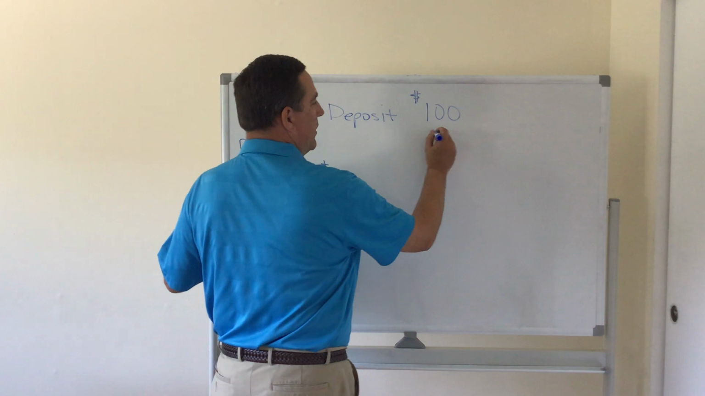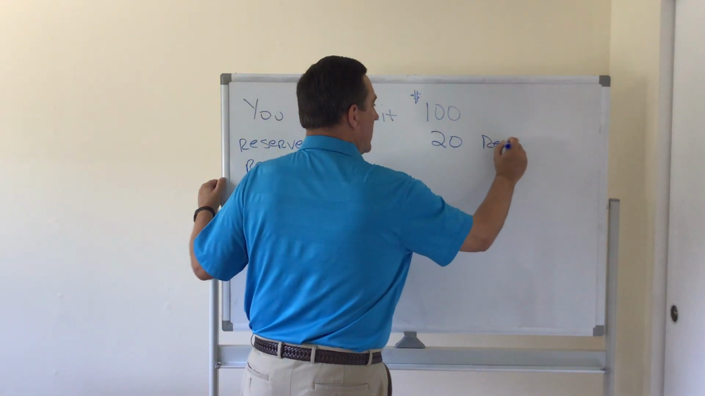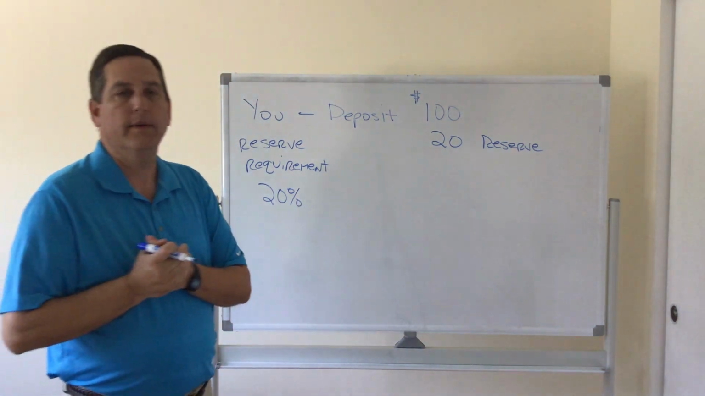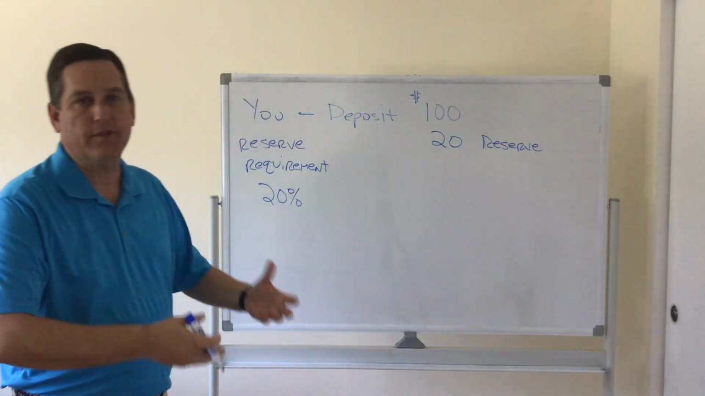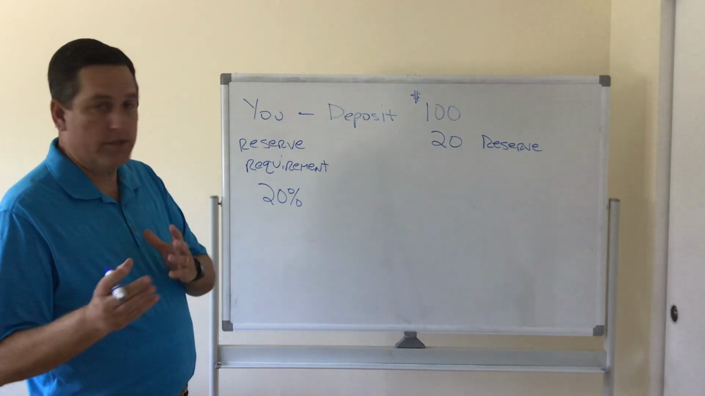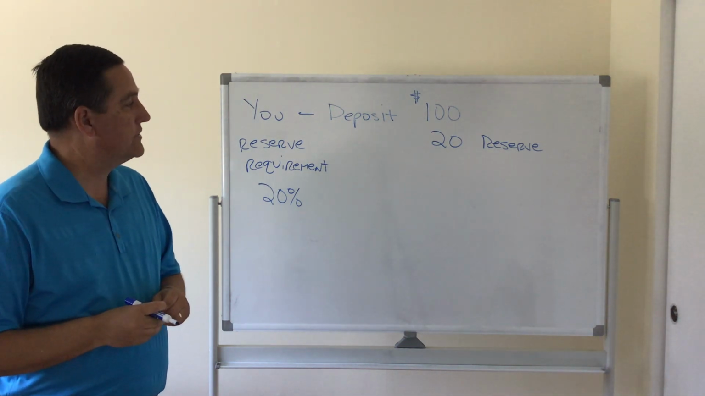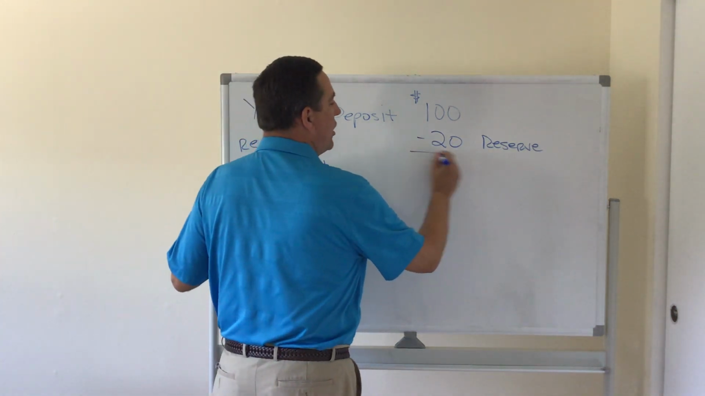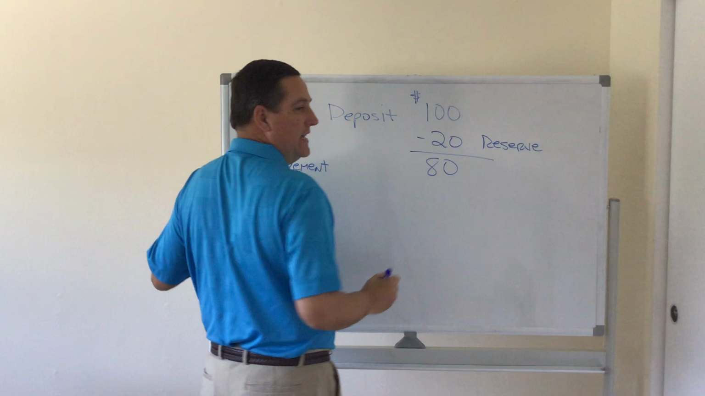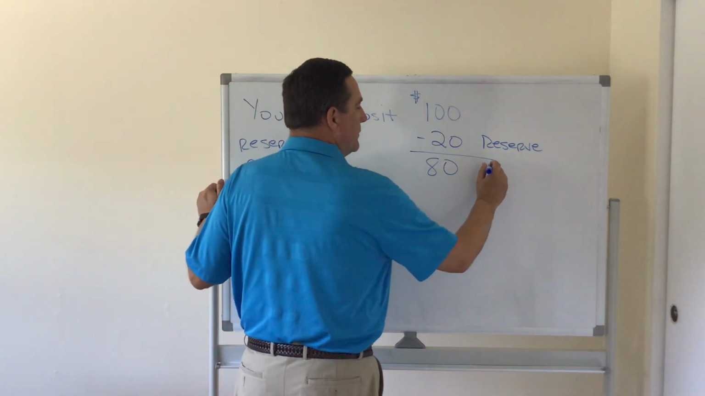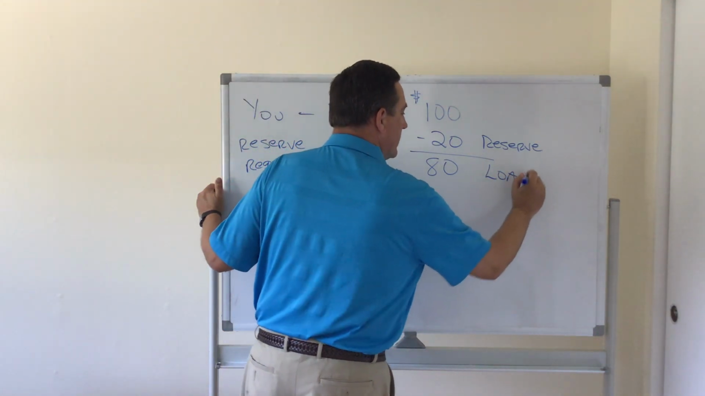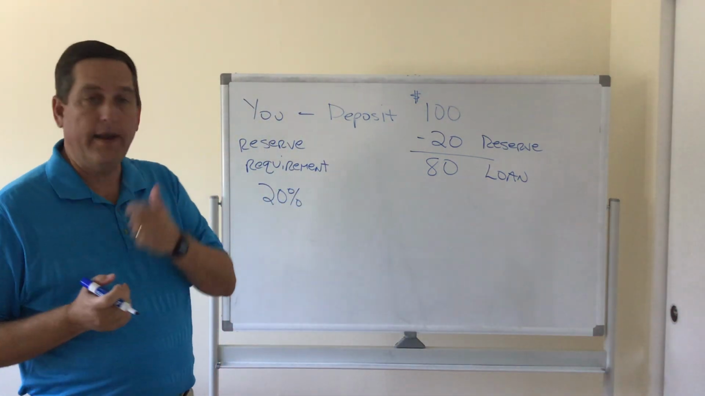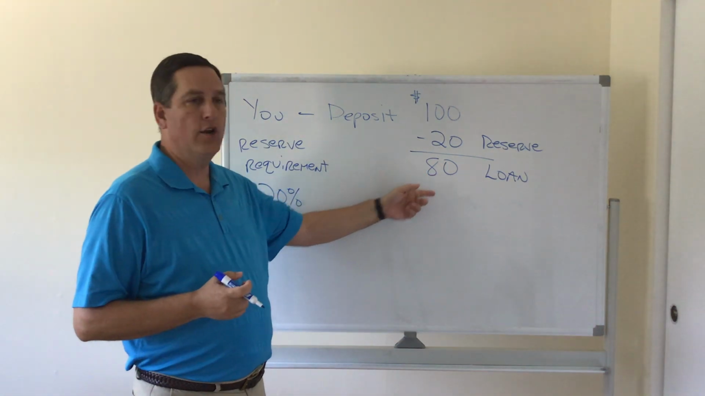Well, 20% of 100 would be, of course, $20. They have to hold on to that money. They have to leave it in their bank's vault. They have to leave it on account with the Fed, which we're going to learn about in the next section. But they have to hold on to that $20. The other $80, what we call excess reserves, are now available to be loaned out. Okay? So $100 is deposited, $20 is taken out, and now the bank can loan out $80.